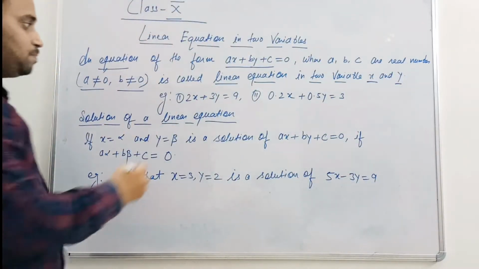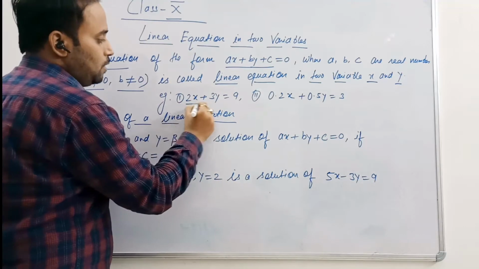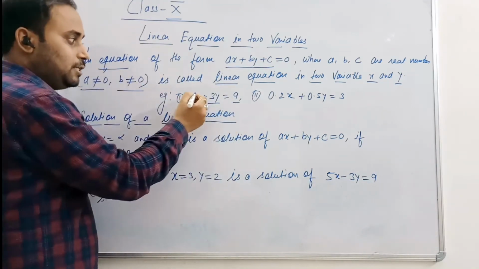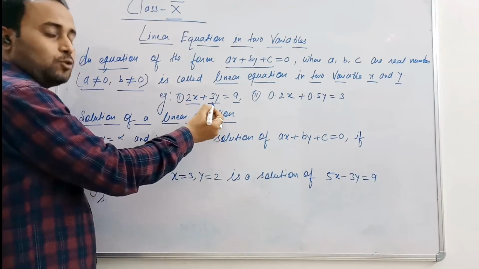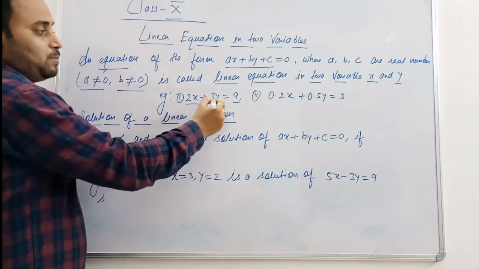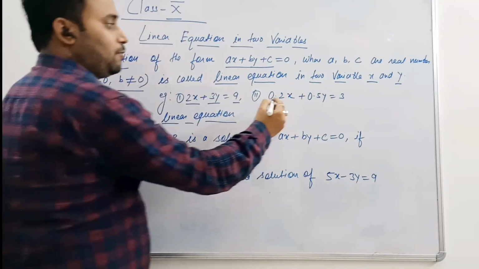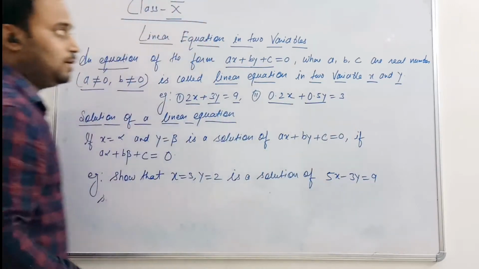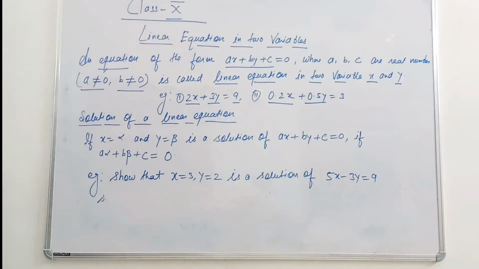Take an example. Suppose you write 2x plus 3y equals 9. This is linear. How linear? Its degree is 1, and these are two variables. The first variable is x, the second variable is y. If I write 2x plus 3y equals 9, or another equation, 0.2x plus 0.5y equals 3, this is a linear equation in two variables.